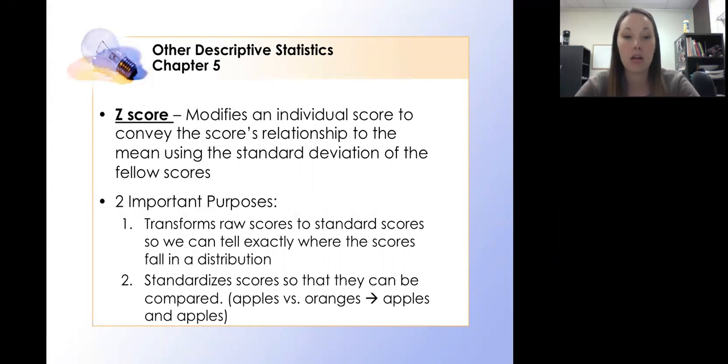It also standardizes the scores so that they can be compared to other scores on different distributions. So for example, we can have scores from our class this year compared to classes from stats classes a year ago. Even though those are on two different distributions, if we convert those scores to Z-scores, we can then compare them because they are standardized. So these are two important functions of the Z-score. It helps us see where the score lies on the given distribution, and it also helps us compare different scores coming from different distributions because they are standardized. So that's that.